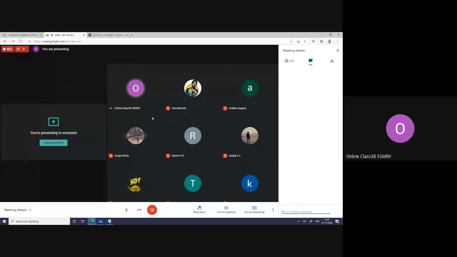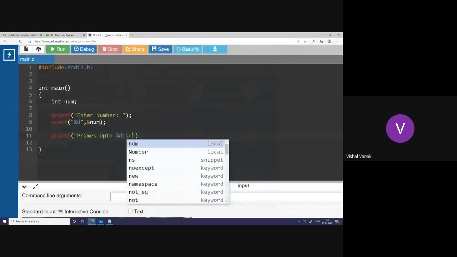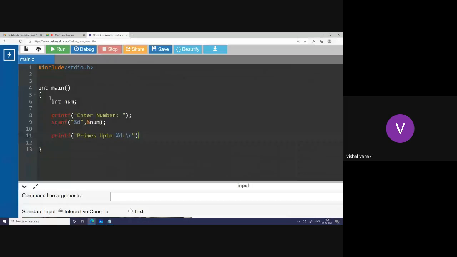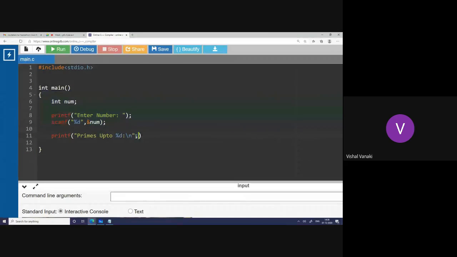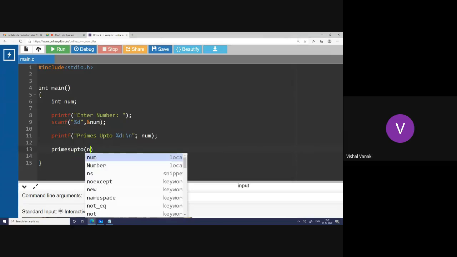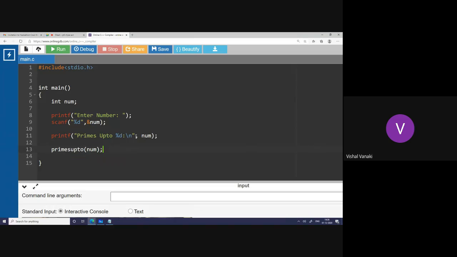Hello. Okay, thank you. Now, coming back to this, I will read one number from the keyboard, and I will just print that number here. So prime numbers up to the given range. Now I will call a function primes up to, and I will pass the number as a parameter. That function will take care of printing every prime number up to that.